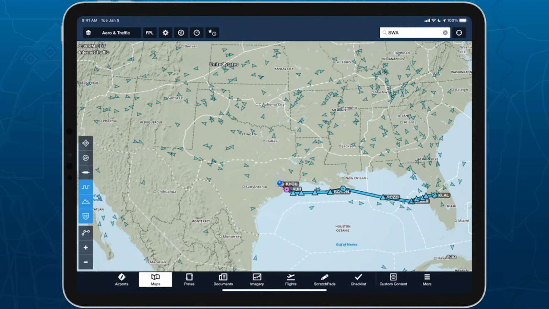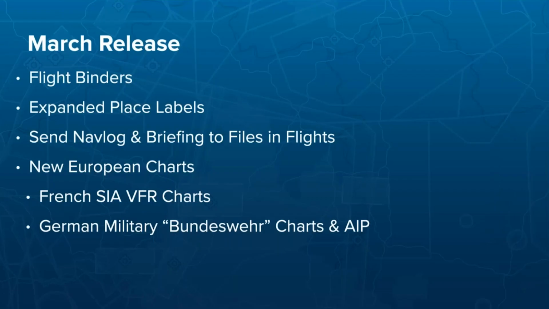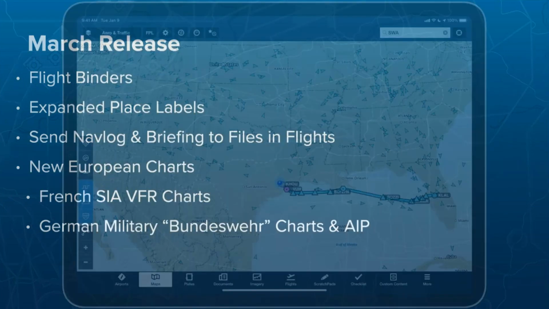All right, I'm going to go ahead and move on to, let's see, there we go, the March release. This was the most recent release, and the biggest new feature here, of course, is Flight Binders. This is another major UI change, like the Maps Sidebar that I mentioned with the February release, which should really improve your workflow, especially when it comes to plates.